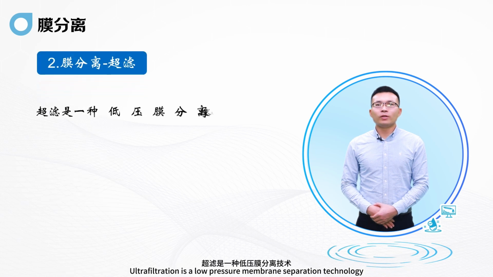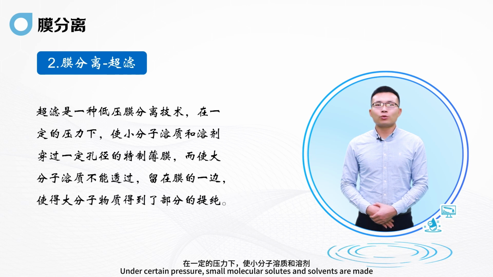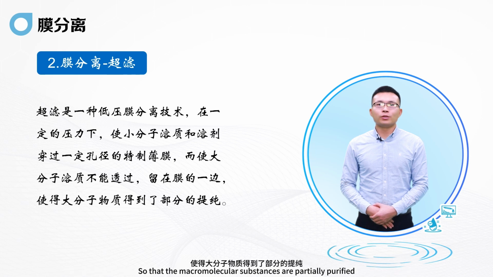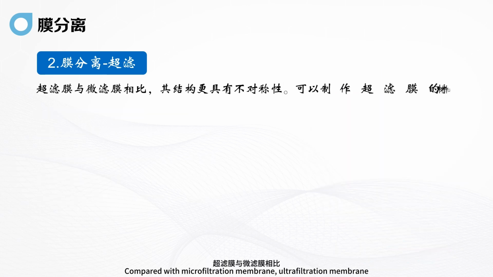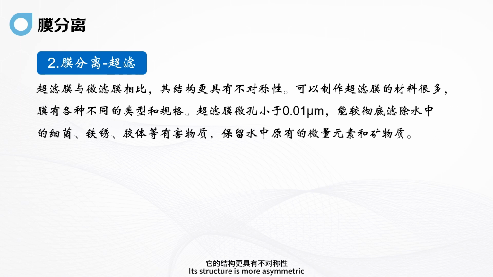Ultrafiltration is a low-pressure membrane separation technology. Under certain pressure, small molecular solutes and solvents pass through a special film with a certain pore size, so that the macromolecular solute cannot penetrate and remains on one side of the membrane, so that the macromolecular substances are partially purified. Compared with the microfiltration membrane, the structure of the ultrafiltration membrane is more asymmetric.